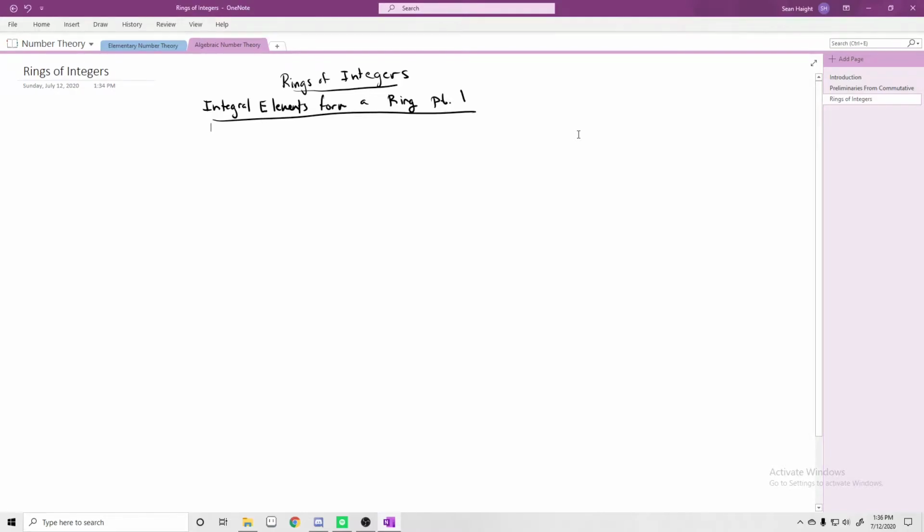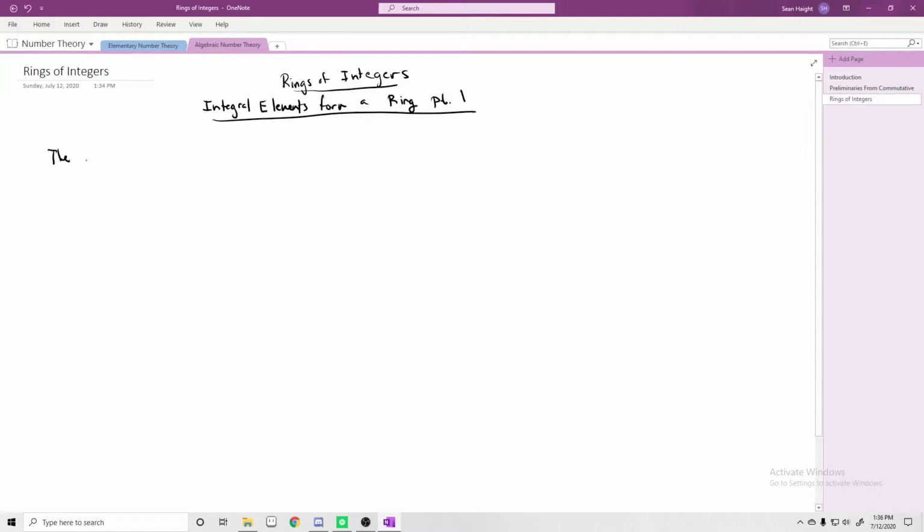Okay, so we finally actually get to start on some real number theory. And we need to start talking about rings of integers. So, probably one of the broadest goals of algebraic number theory is to understand these so-called rings of integers.